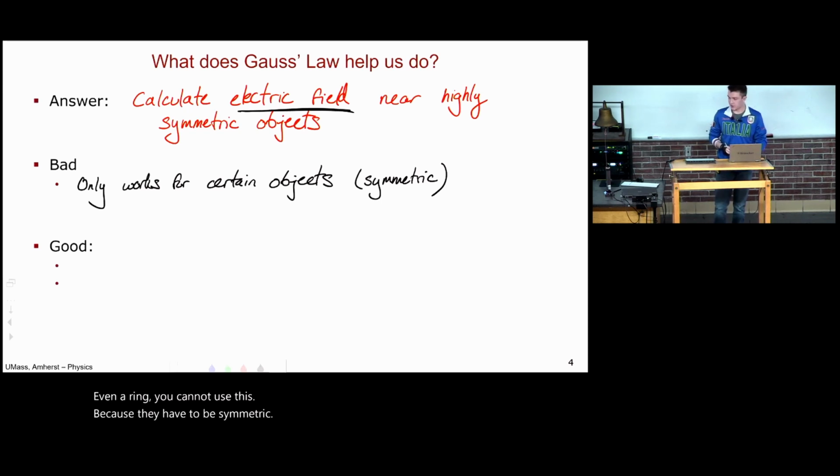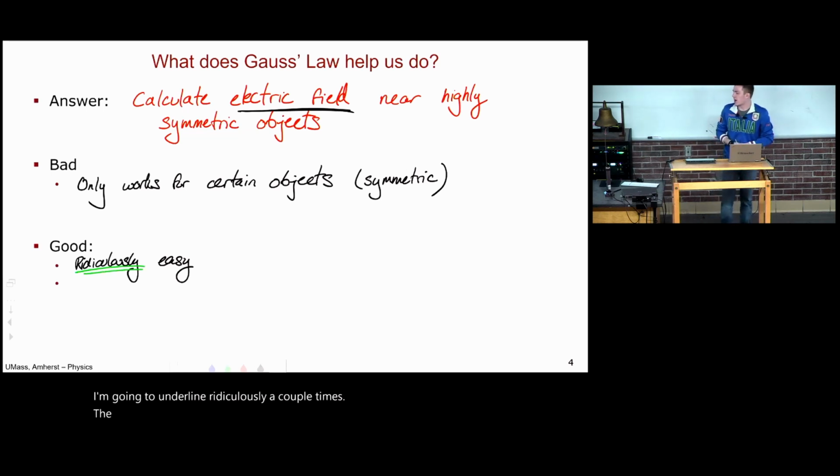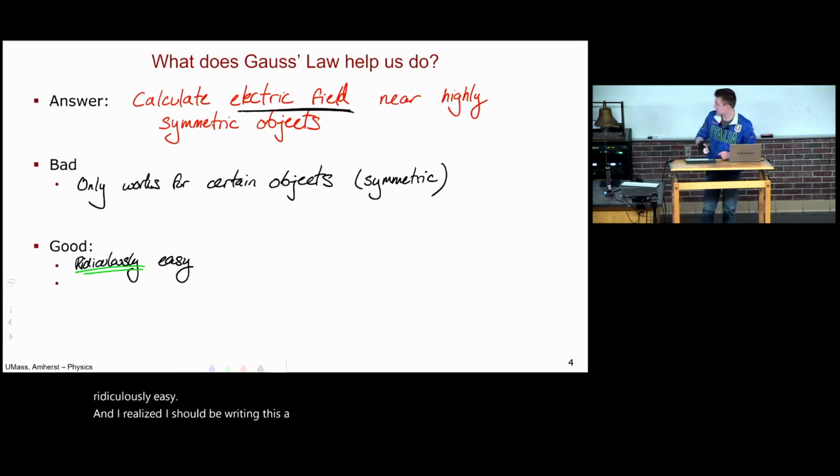Okay, but there is good news at the same time. The first good news is that it's ridiculously easy. I'm going to underline ridiculously a couple times. The first time you do a problem, it might not be the easiest, but it will be ridiculously easy. And I realize I should be writing this a little bit bigger, but you know what that says.